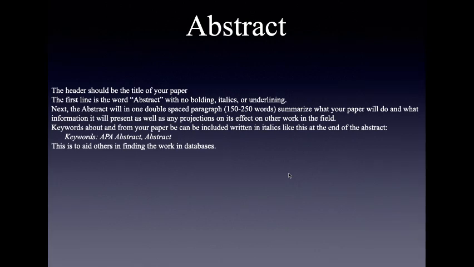Now, an abstract should have the header running across the top of your paper with your title. The first line is the word abstract with no bolding, italics, or underlining. Next, the abstract will be one double-spaced paragraph of 150 to 250 words, summarizing what your paper will do and what information it will present, as well as any projections on its effect on works in the field. Then you should have keywords from and about your paper included in italics after the abstract. Example: keywords: APA, abstract. This is to aid others in finding your work in a database.